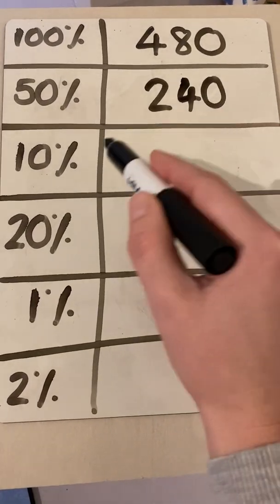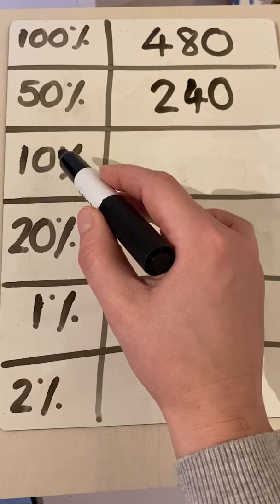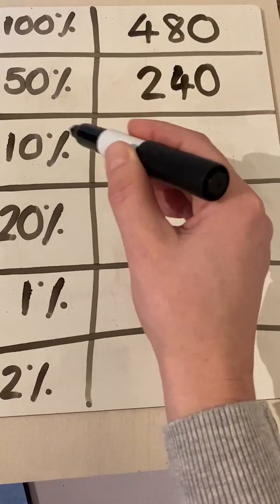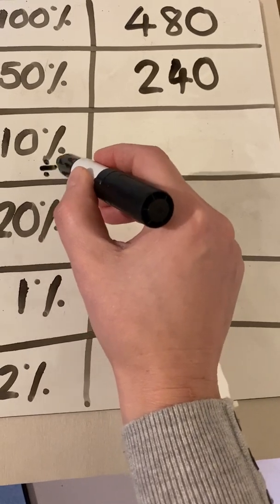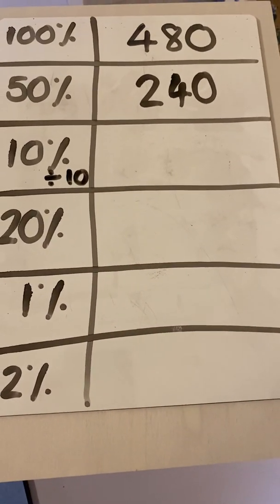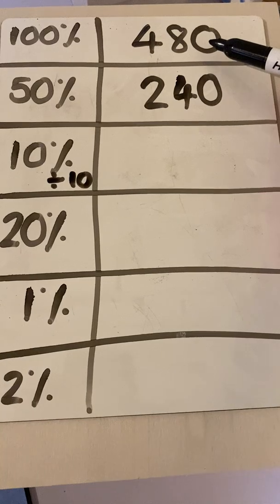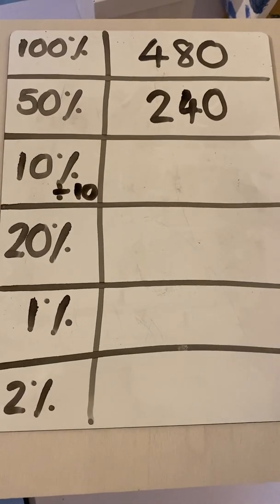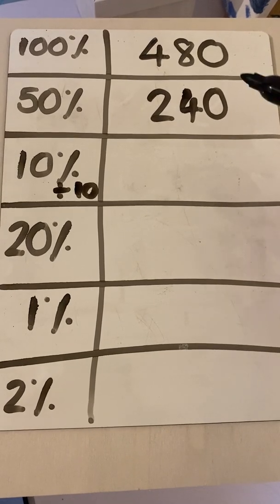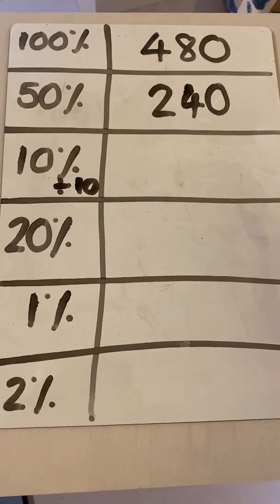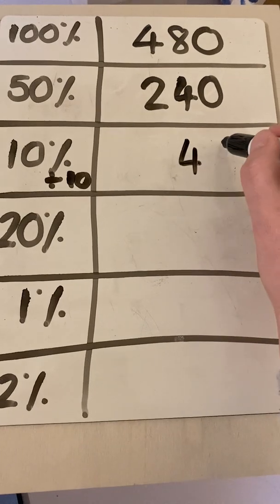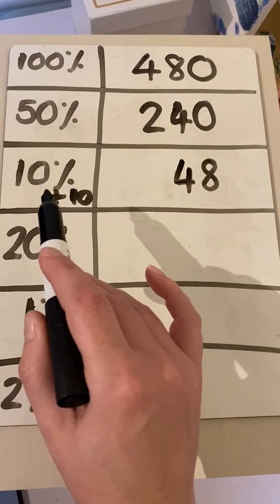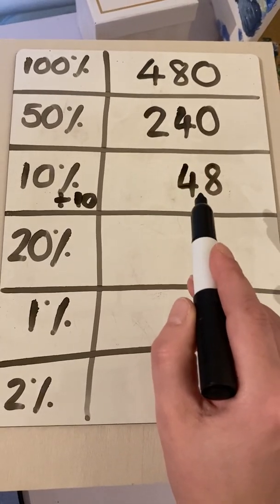Now to find my 10%, I know there are 10 lots of 10 in 100. So to find 10%, I'm going to divide by 10. And I know that when I divide by 10, I move my numbers to the right one time. So 480 moving to the right once will give me 48. So I can see that 10% of 480 is 48.